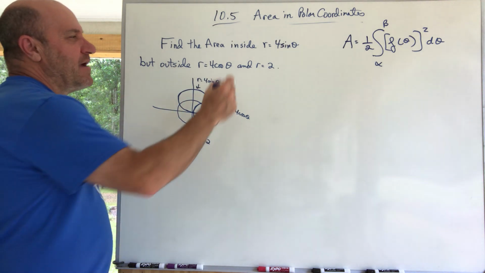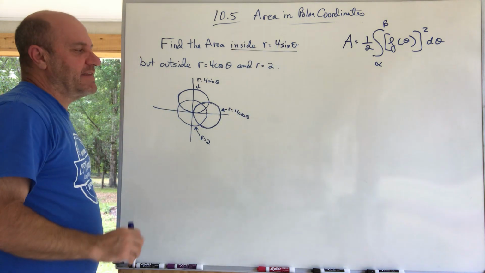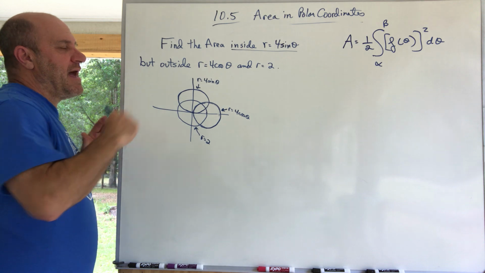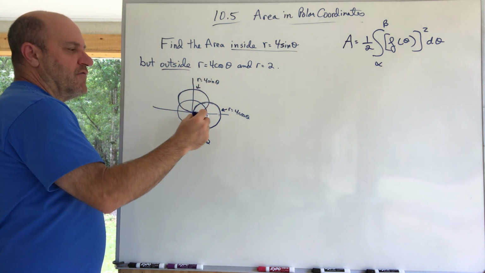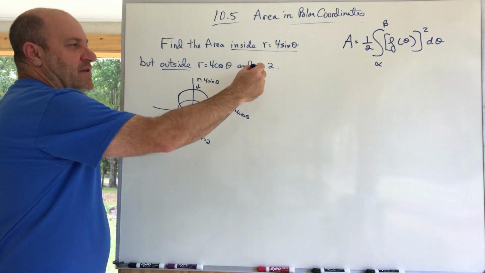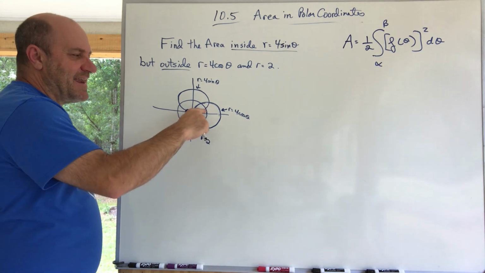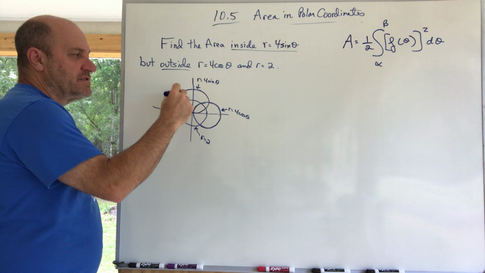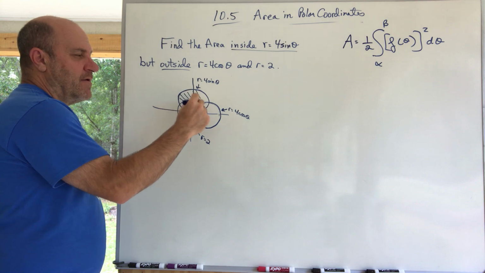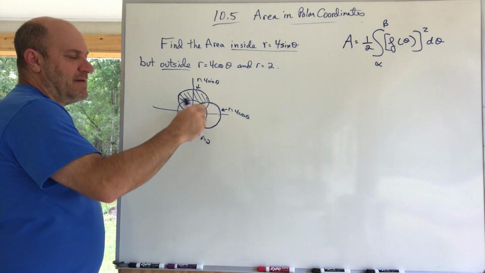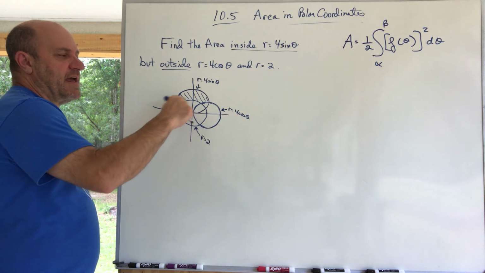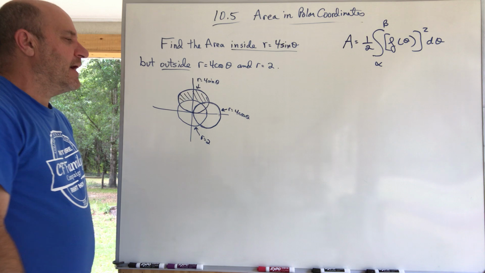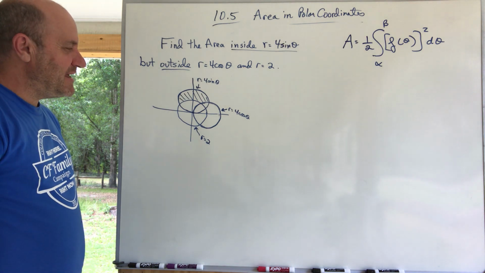Anyway, I want the area inside 4 sine theta. So inside of the 4 sine theta, but outside the 4 cos theta and outside the R equals 2. So not in there and not in here, just in the 4 sine theta, but outside 4 cos theta and outside R equals 2. So there it is. That's the area I want. And I think that's going to be a little tricky.